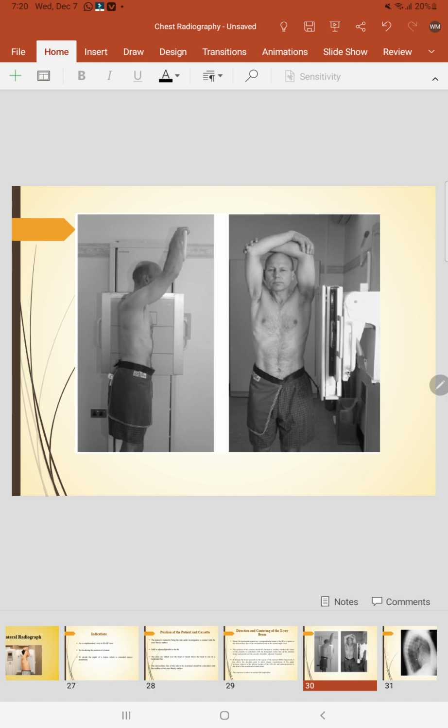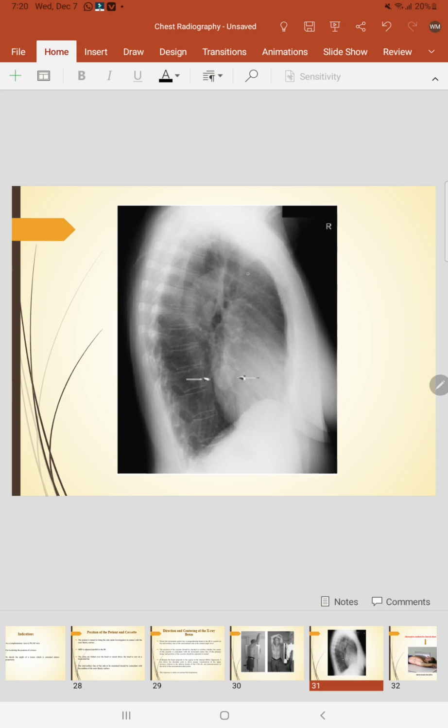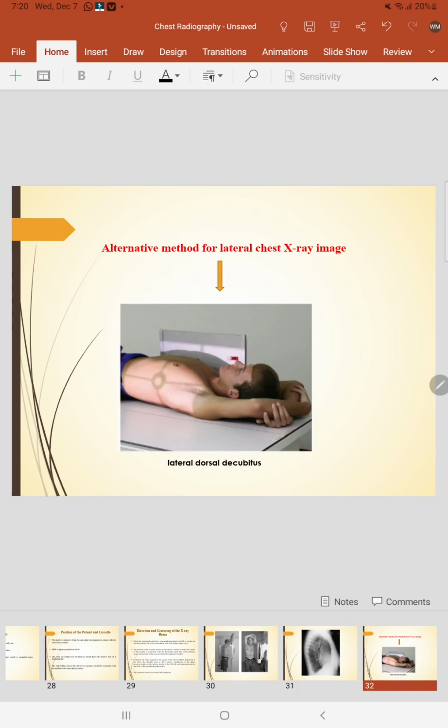Okay, you can see these images. This is a lateral radiograph of the chest. Alternative method for lateral chest X-ray image: lateral decubitus. This is an alternative method.